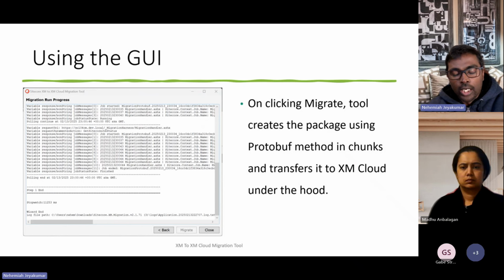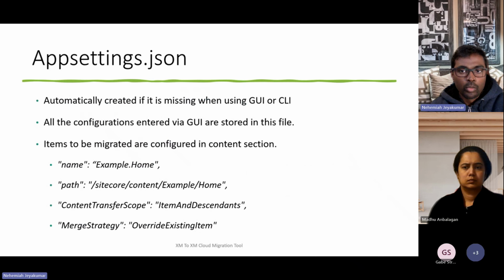So this is on the GUI. One thing is whatever data you entered as part of this graphical user interface has to be stored in a configuration so that this particular tool can work. Whenever the graphical user interface or the CLI is used, a configuration file called appsettings.json is created automatically. By default, when you download the tool from the developer's site, the appsettings.json file won't be available, but it will automatically get created whenever you open the GUI or CLI for the first time.